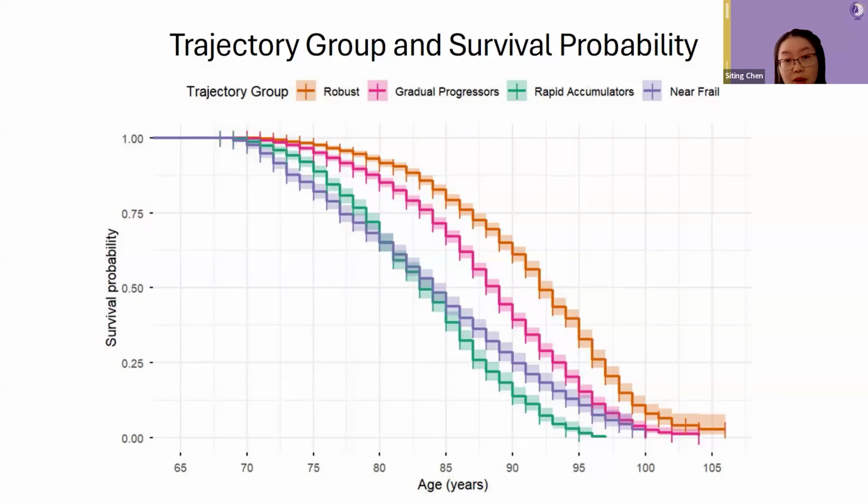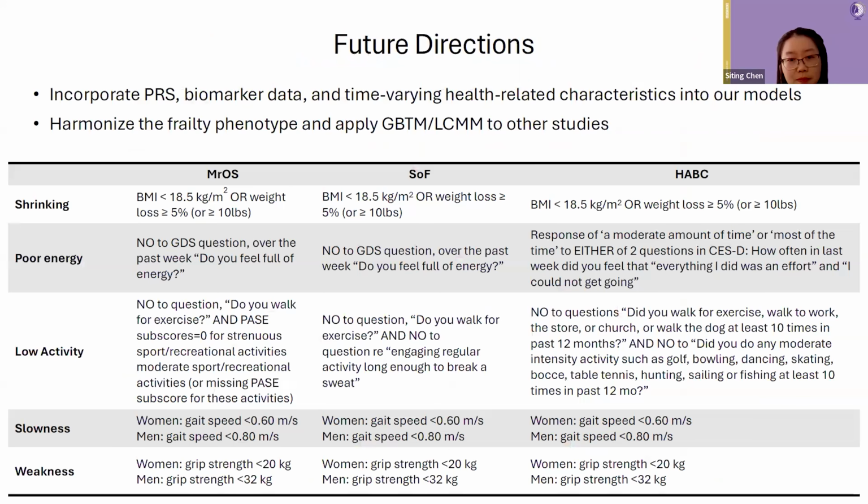This fancy figure shows a Kaplan-Meier curve by frailty trajectory group. As you can see, the individuals in the robust group have the highest survival probability across age, followed by gradual progressors, and then near frail and rapid accumulators. The separation between these curves indicates that those with more severe or rapidly progressing frailty may experience earlier mortality. Overall, this demonstrates a clear gradient in survival associated with frailty progression patterns. Next slide, please.